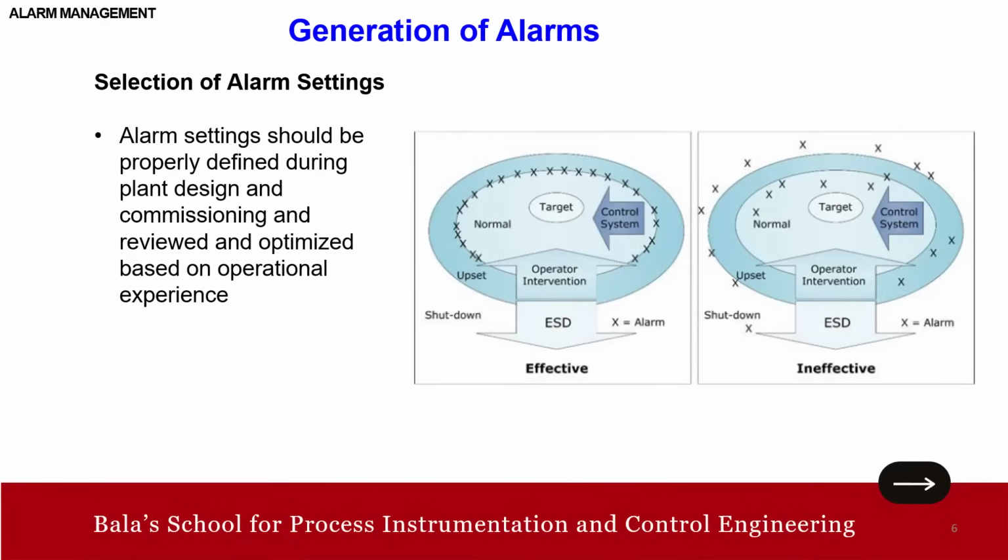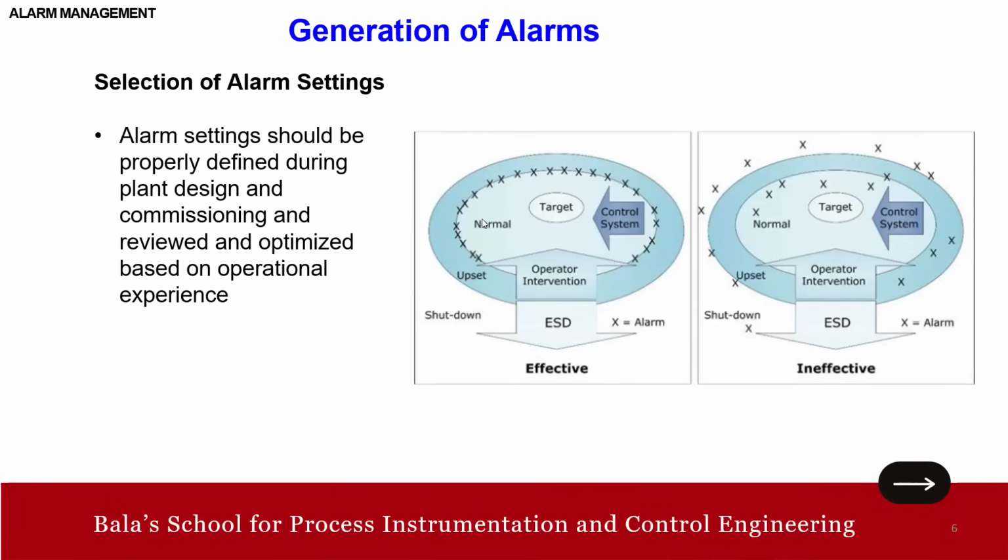For example, take the case of this diagram. This is an effective alarm, this is ineffective. Why is this ineffective and why is this effective? You see here, friends, the alarm should be set on the boundary between the normal and upset state of the process.